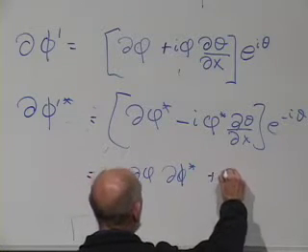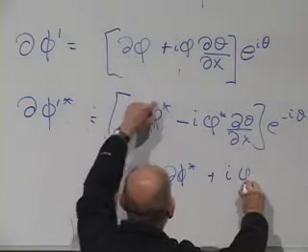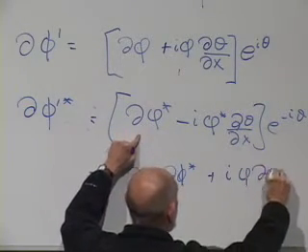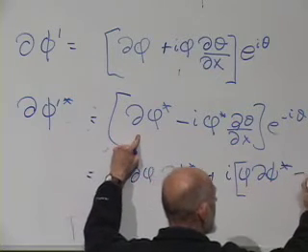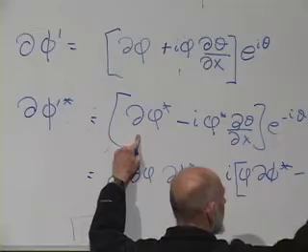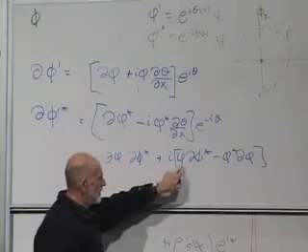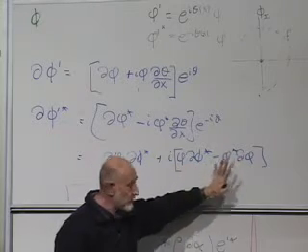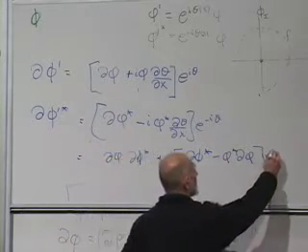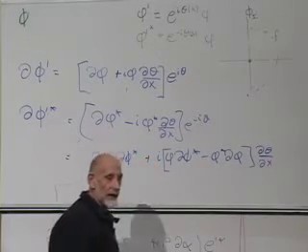First of all, there's a term i times phi d phi star minus phi star d phi. This is not 0. This is phi times the derivative of phi star. This is phi star times the derivative of phi. This is not 0. Times d theta by dx. That's new. I didn't want that there.